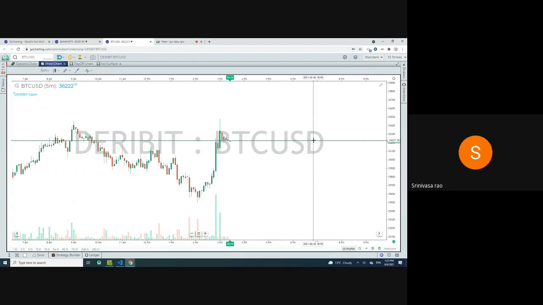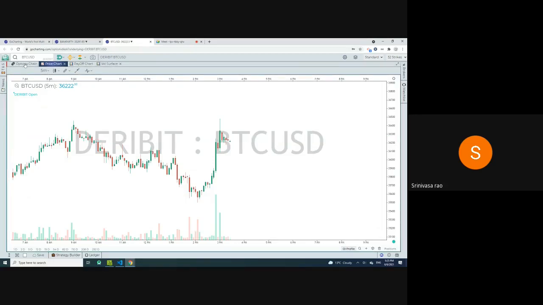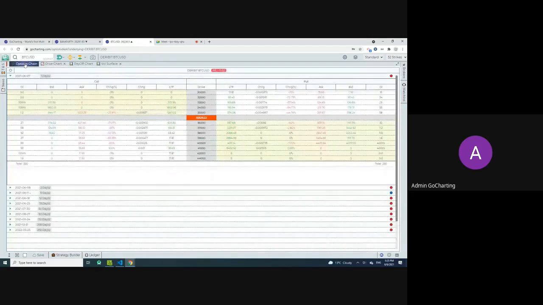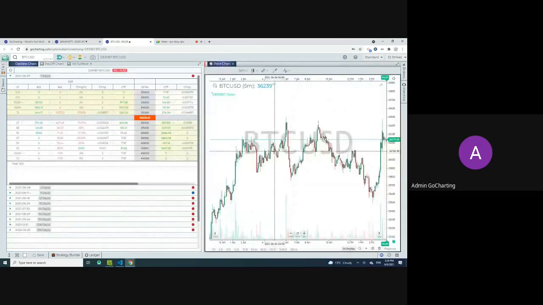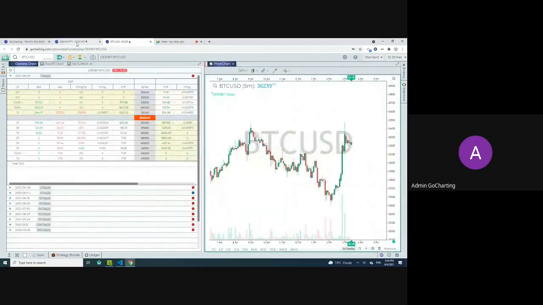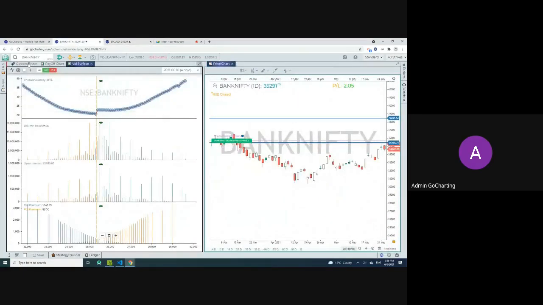So the other one is, if I want to see any option in a footprint or volume profile, how can I see that one? For example, say this is the option chart, and I place the price chart in here. So this is Bitcoin. Let me go to, say, Nifty.